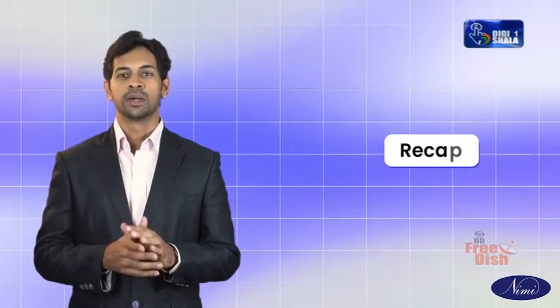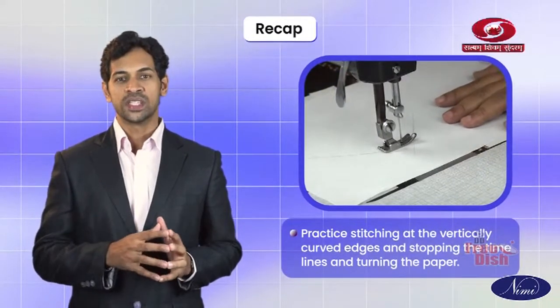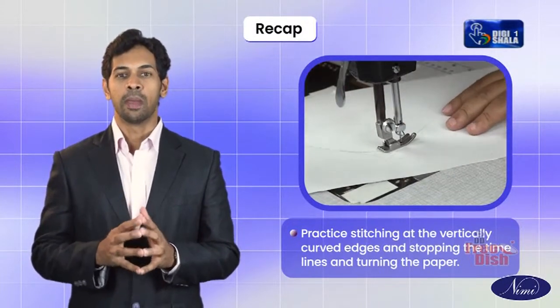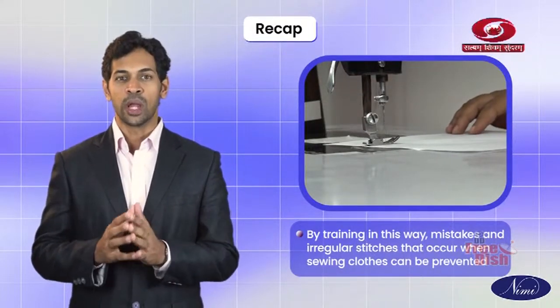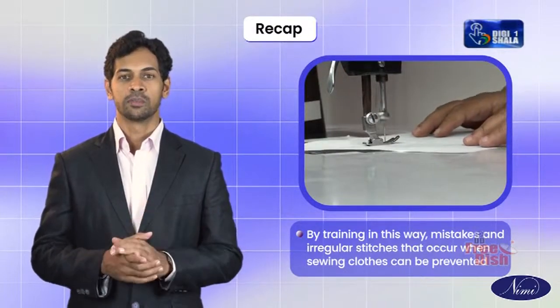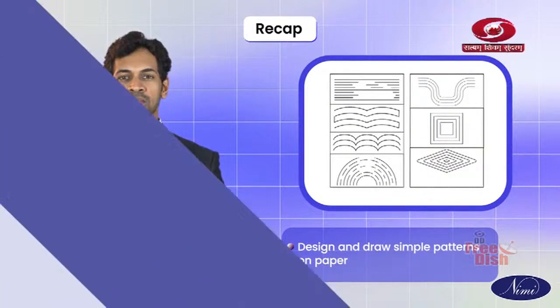Let's recap the key points discussed. Practice stitching at the vertically curved edges and stopping the timelines and turning the paper. By training in this way, mistakes and irregular stitches that occur when sewing clothes can be prevented. Design and draw simple patterns on paper.